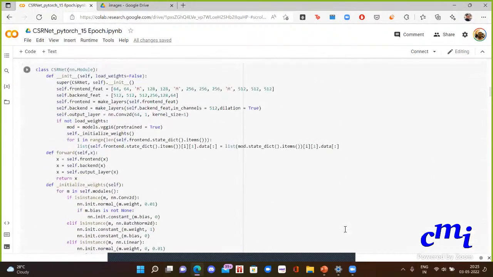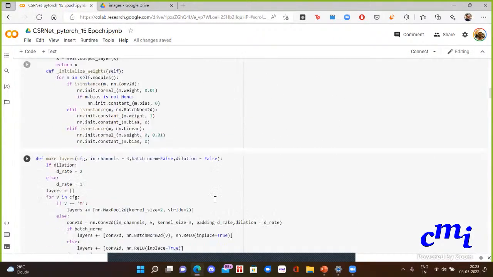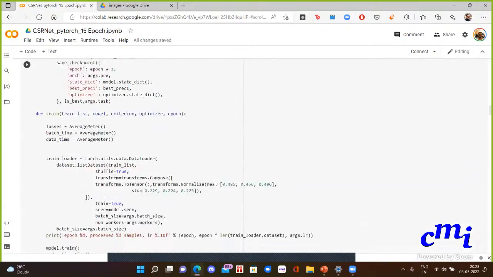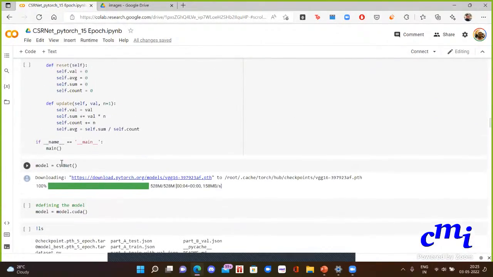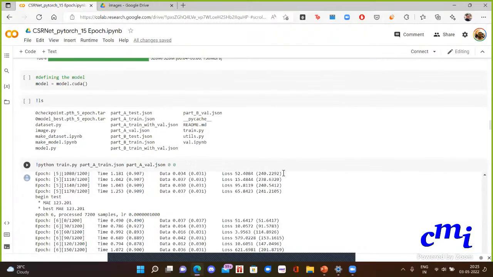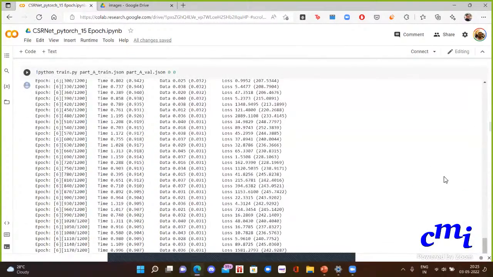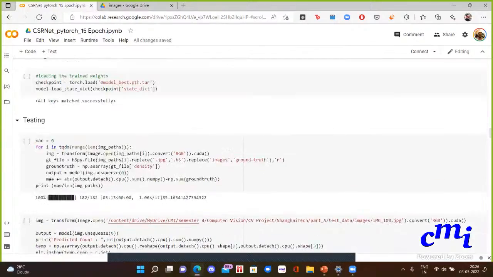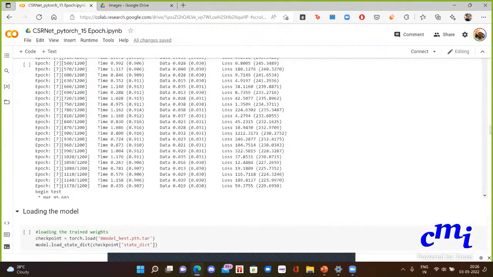As we have mentioned, this is the CSRNet architecture, and these are some transformations. Here is the model import, and here the training part is done, with respect to some epochs that we'll discuss later in the slides. What was your data set? The Shanghai Tech dataset part A.